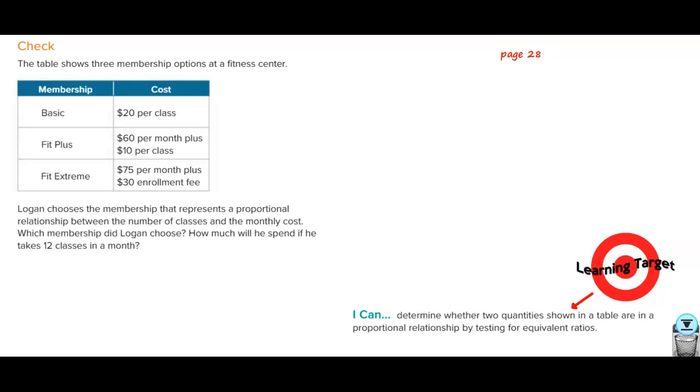Okay, so this is another 2-question one. And the first thing they're asking you is, which one has a proportional relationship between the number of classes and the amount it costs you? Well, only the basic membership does this, okay? Because the basic membership doesn't have any additional fees. If you take 1 class, you pay $20. If you take 2 classes, you will pay $40. If you took 3 classes, you would pay $60. Basic membership is the only one that is proportional, okay? All the rest of these have some other fees, okay?